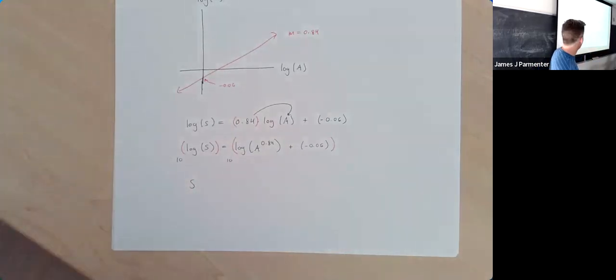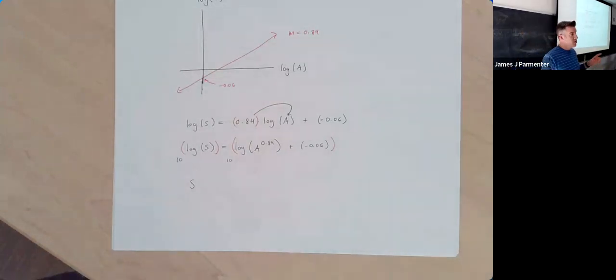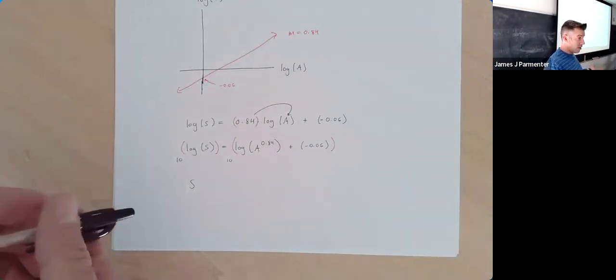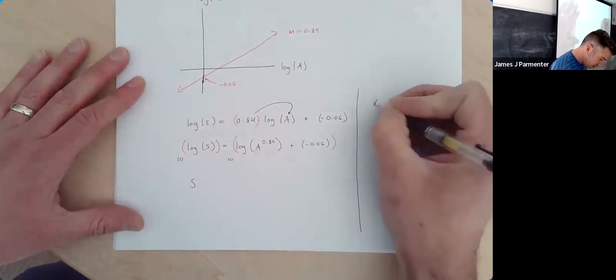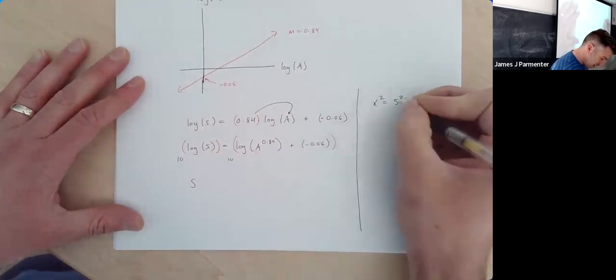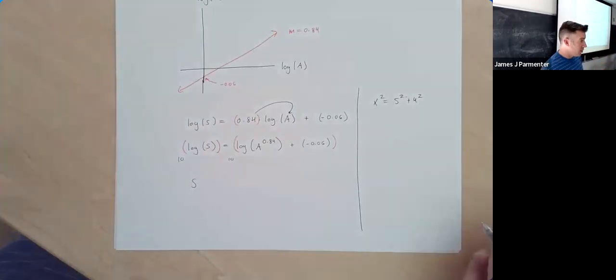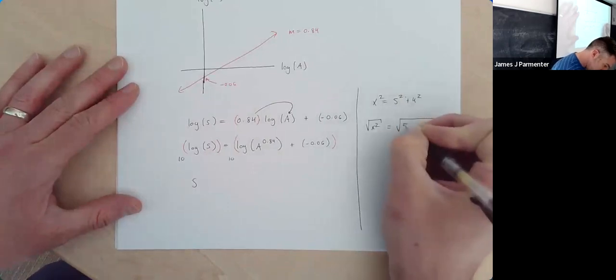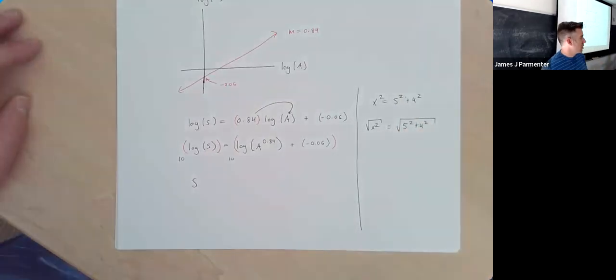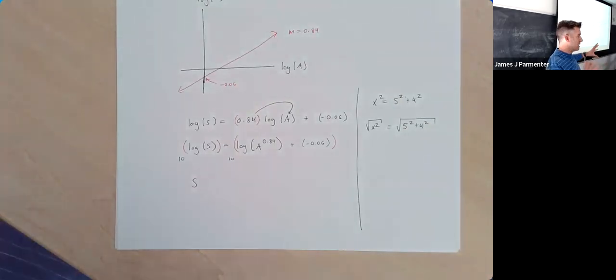Question. Why is the negative 0.06 a part of the exponent? So the way I would say it is basically whatever you do to one side of the equation, you have to do to the entire other side of the equation. It's kind of like the reason why the square root of 5 squared plus 4 squared isn't 5 plus 4. Because when you're saying x squared equals 5 squared plus 4 squared, if I take the square root of both sides, I have to take the square root of the entire other side there. So more generally, whenever you apply a function to both sides, it's to the entire thing.